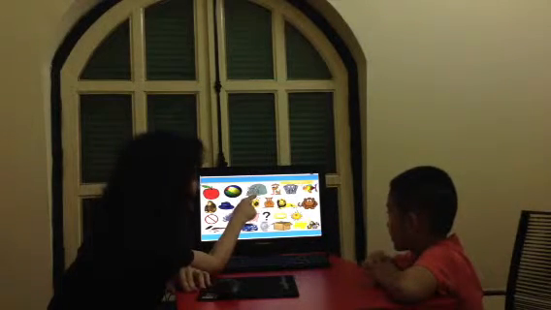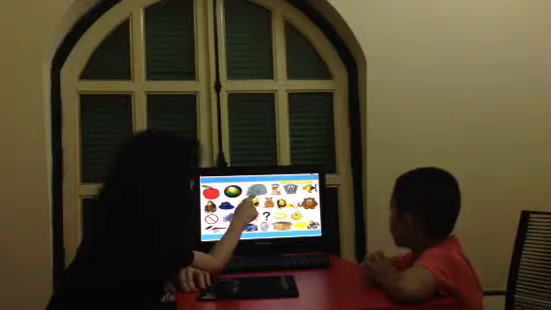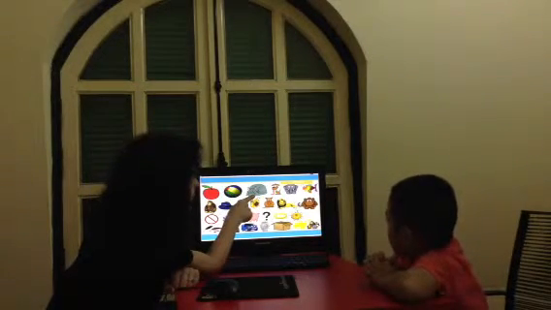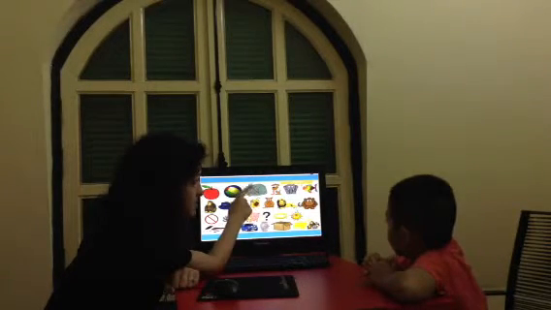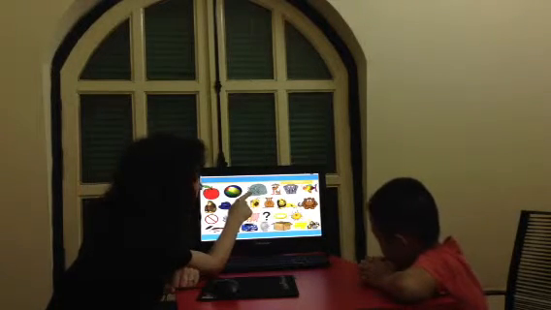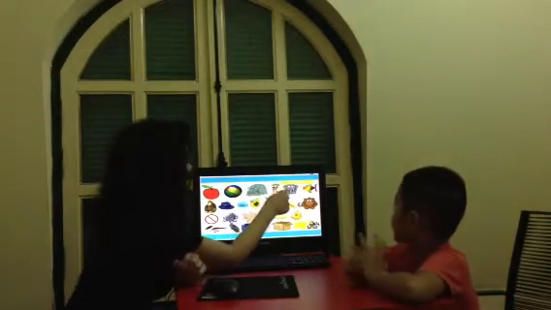What's this? What is it? It's a cat. What letter does it start with? The sound is C. And the letter is C. Right? Okay.